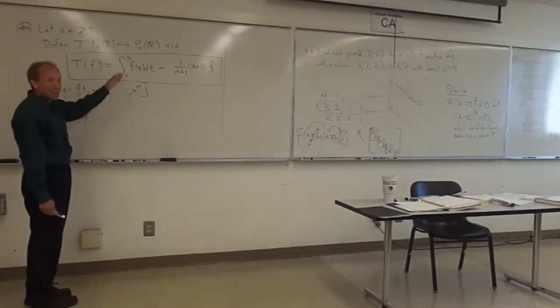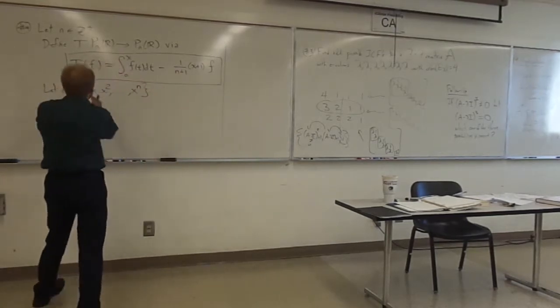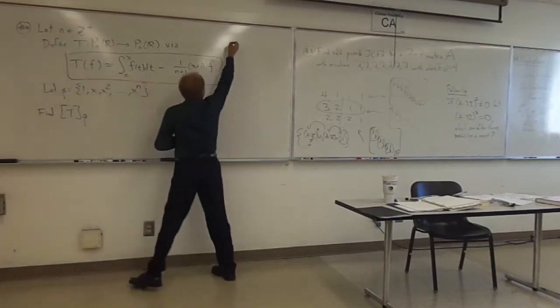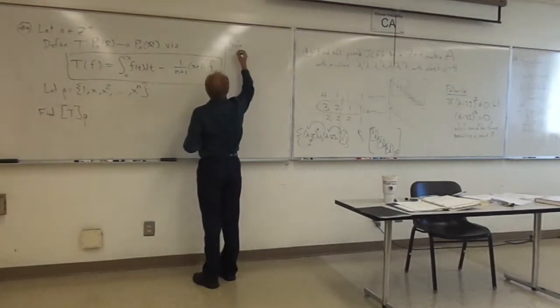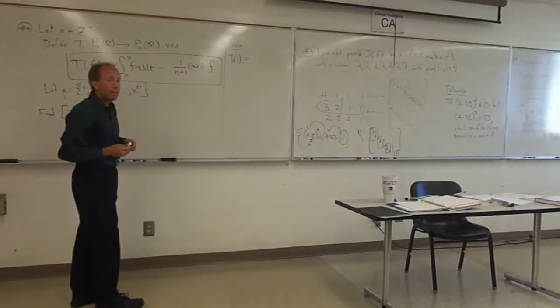Transform each of these basis vectors, get an answer, and then take the results and write them again in terms of this basis. Okay? So let's see if we can do that. Hopefully I've given myself enough room here. So we need to find T of 1, right? So let's start off kind of careful with that.